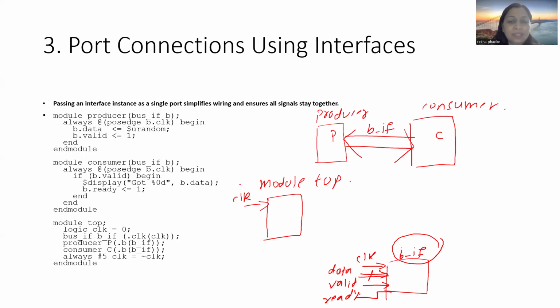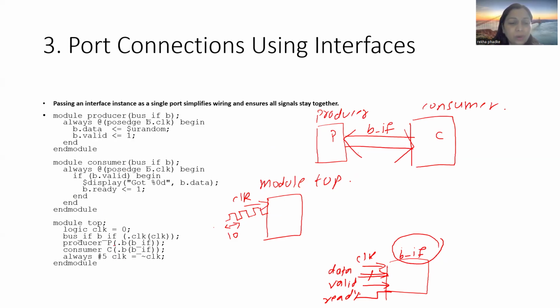So once this is done, also in my top module, I'm generating a clock which is toggling between 5 clock period. So my total time period will be 10 time units, right? Now, how will this work now? So this has been invoked.